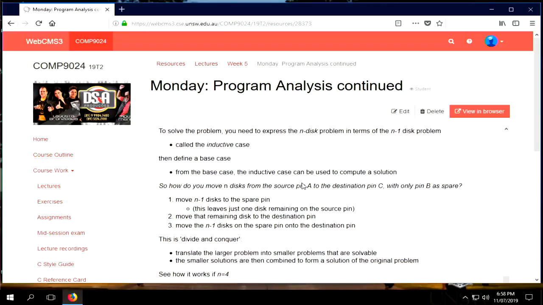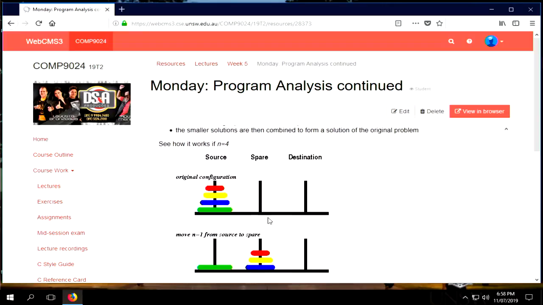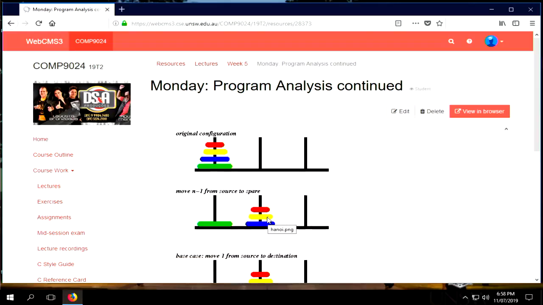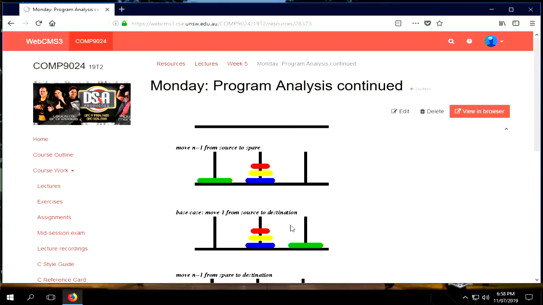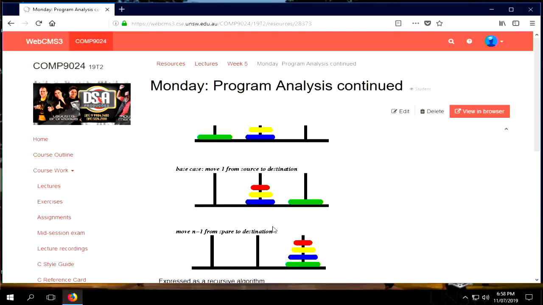So here are the 3 moves. Move the n-1 disks to the spare, move the remaining disk to the destination, and move the n-1 on the spare to the destination, and you're finished. This is classic divide and conquer. Here you see the disks and the pins, the source, the spare, the destination, and you see the first move: the blue, yellow and red go to the middle spare, the green one goes to the destination, that's step 2, and then finally you move the red, yellow and blue to the destination, so step 3.